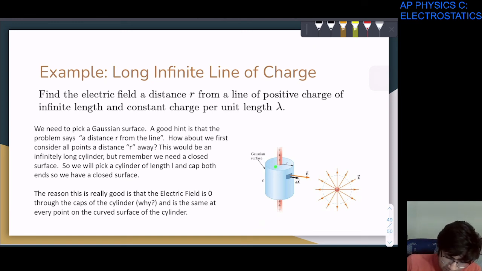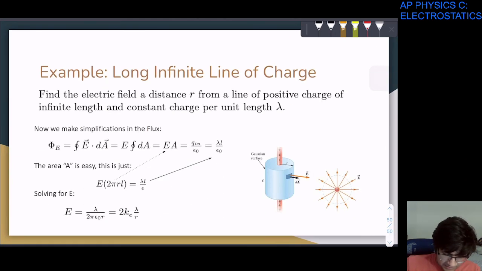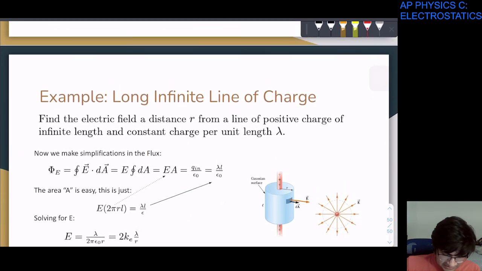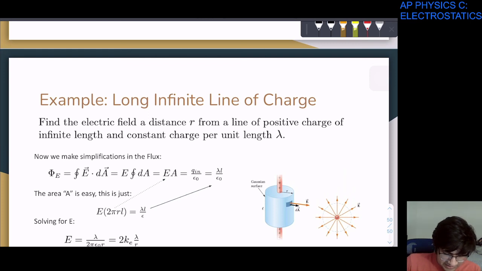Well, these parts don't really matter as much because the field lines are going to be going parallel to them. So actually, no field lines are going to pass through the caps. So the electric field there is going to be 0. So we're only going to have fields on this surface here. And yeah, without getting into too many details, this is what we end up getting, and we end up using the same substitution.